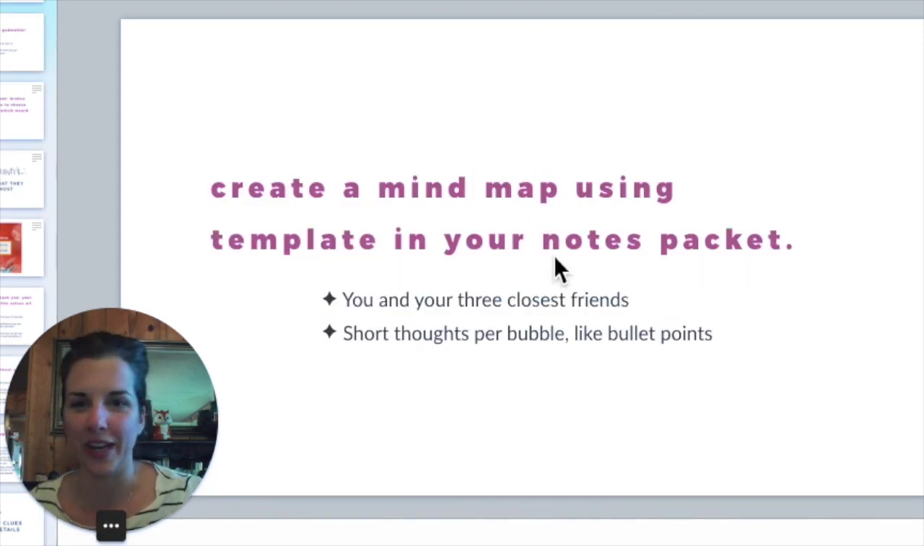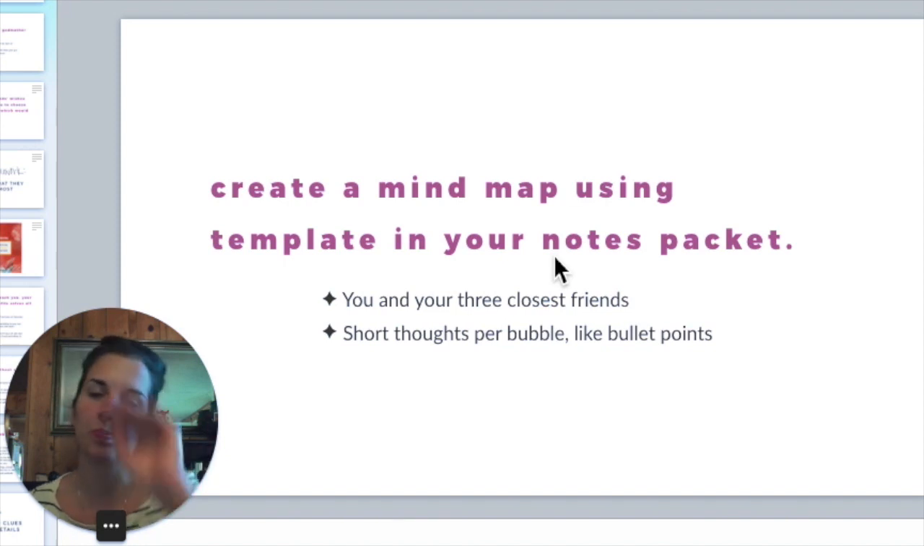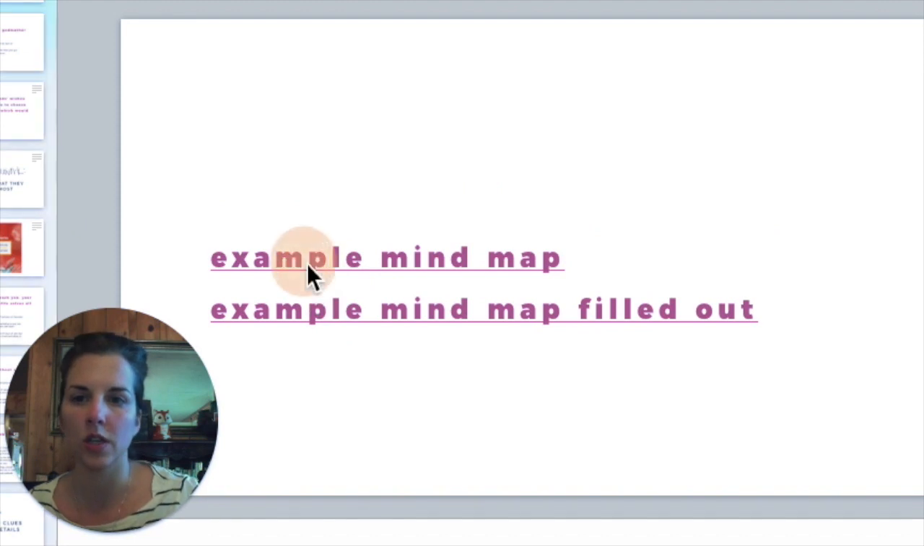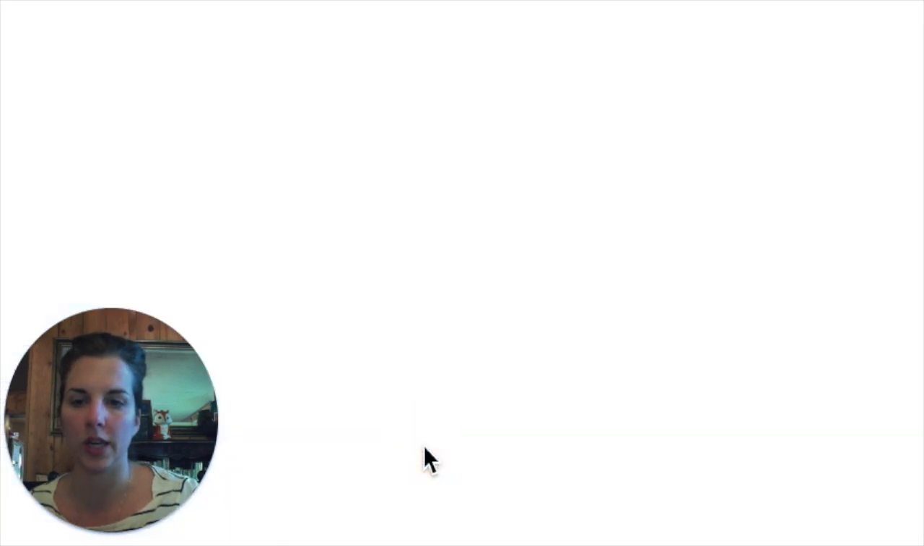Like I said, notes packet. So you're going to take you and 3 of your closest friends, and you are going to mind map out all of these topics that I've given you. You're going to do short little bursts per bubble. So it's almost like having bullet points that you can just scan. And by the time you're done, you're going to have kind of your whole philosophy on art and business and your personality and your interests. And you're going to see this big picture, and you're going to be able to start pulling out clues. Your template is going to look something like this.